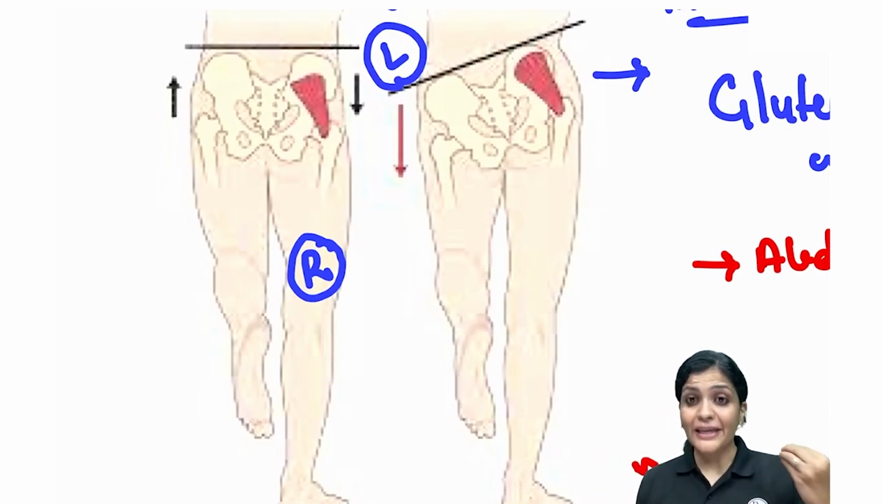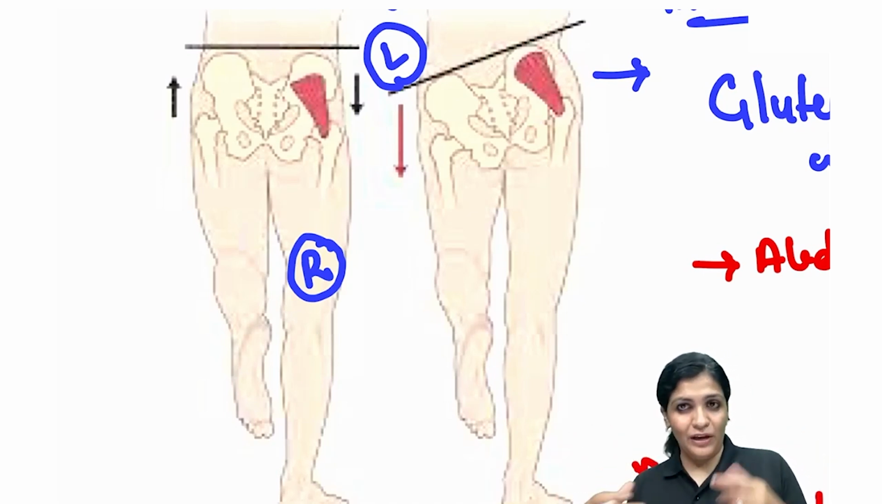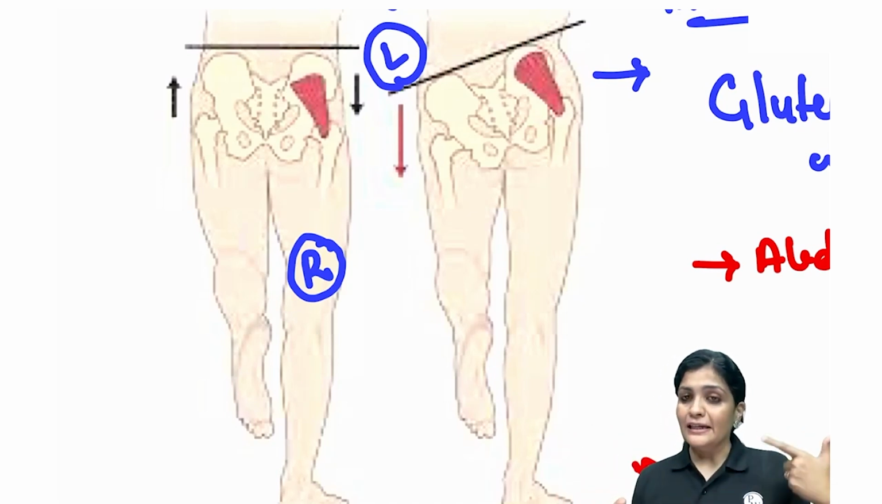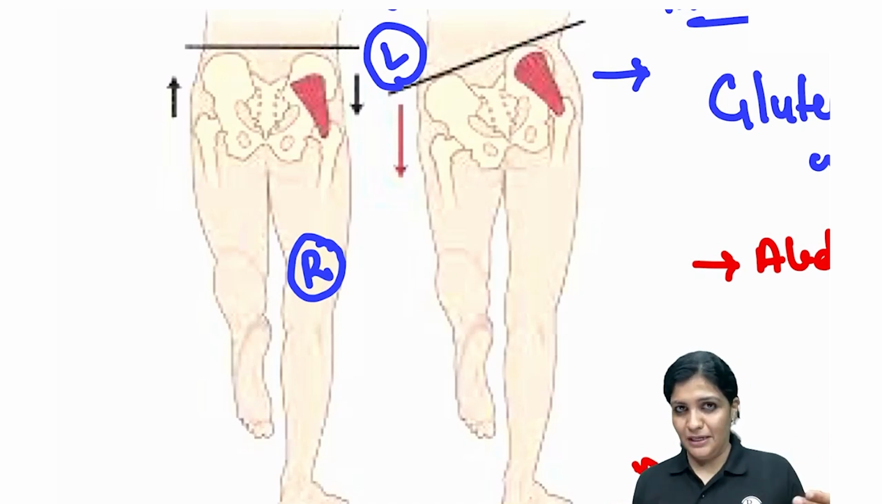But when it comes to single stance, that is when we are standing on a single limb, you have to see that the pelvis is maintained. So how is this maintained? This is maintained by your abductors. So we have already learned the abductors, the gluteus medius and the gluteus minimus, right?